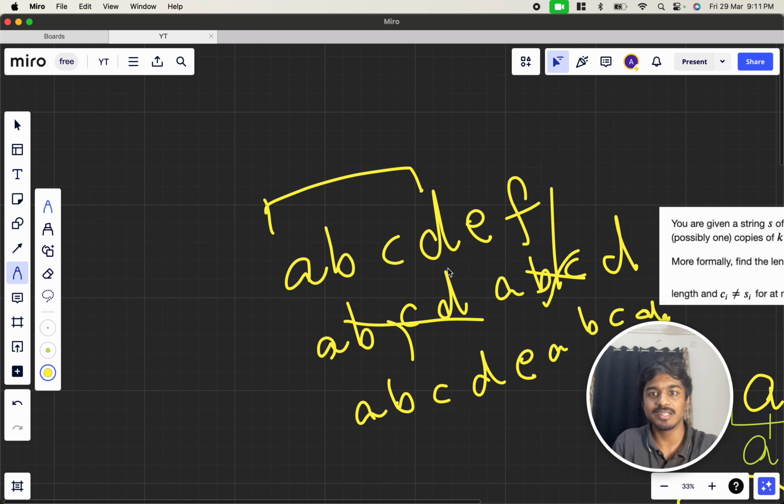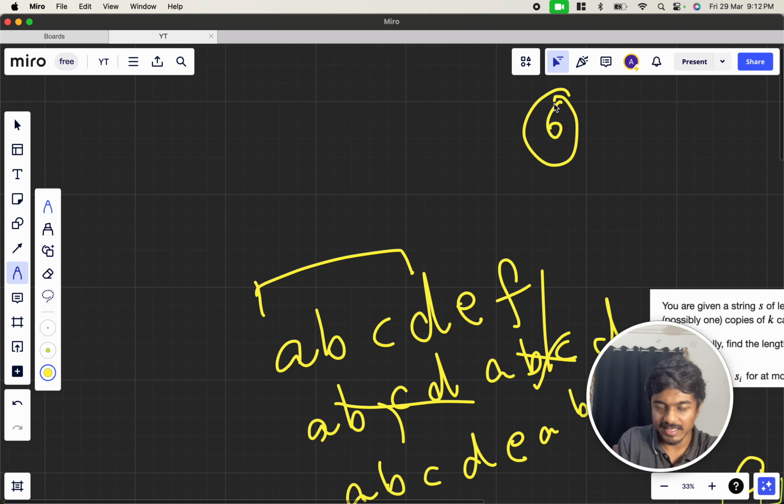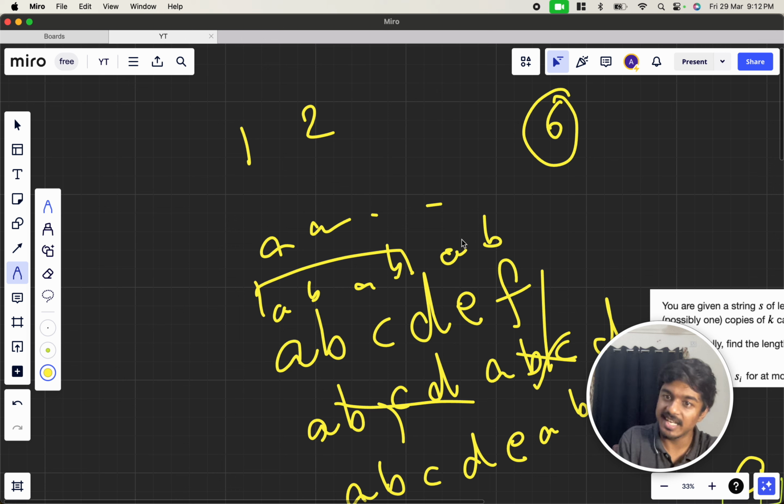What do I mean by that? If the length is 6, I can take a substring of length 1, that is A, A, A, A, a single character. Or two characters, A, B, A, B, A, B, then also it fits. Three characters also I can take, A, B, C, A, B, C, then also it fits.